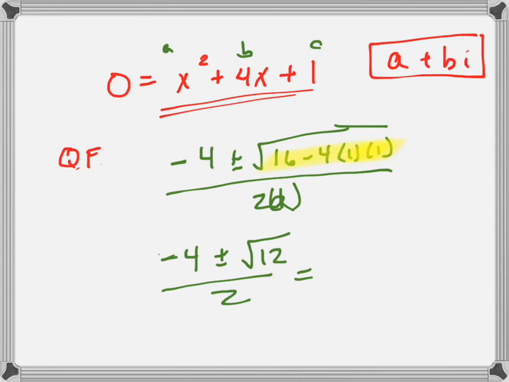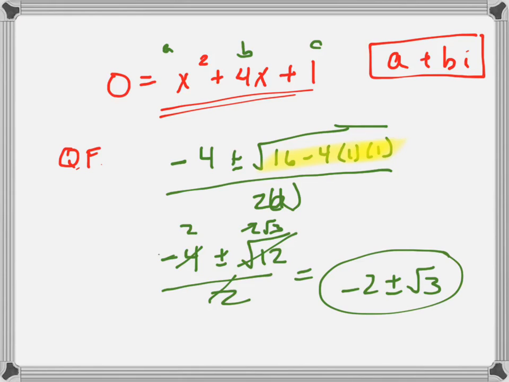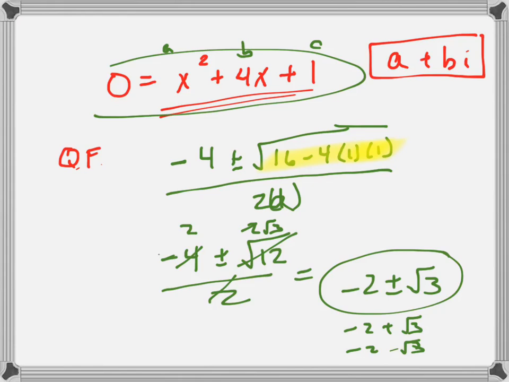which simplifies out, since root 12 is 2 root 3, right? I can cancel a 2 from all of these, so I just get negative 2 plus or minus root 3. And there are my two answers: negative 2 plus root 3 and negative 2 minus root 3. Those are my two x-intercepts.